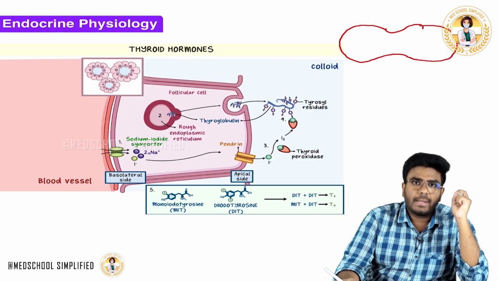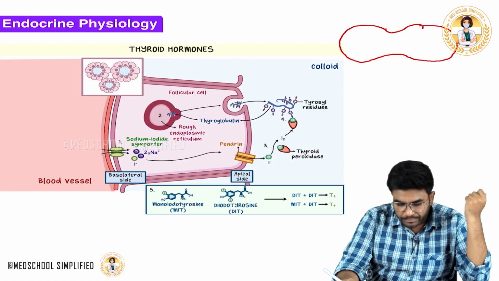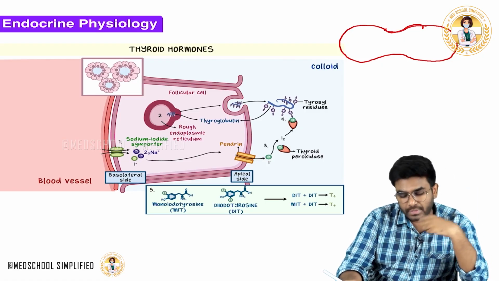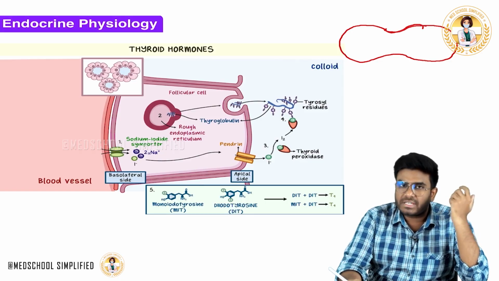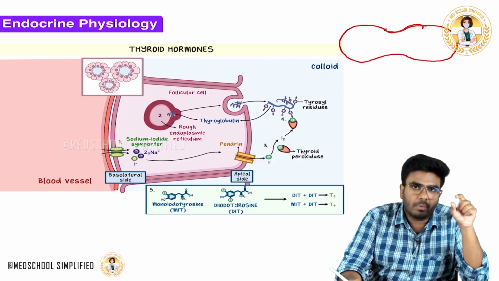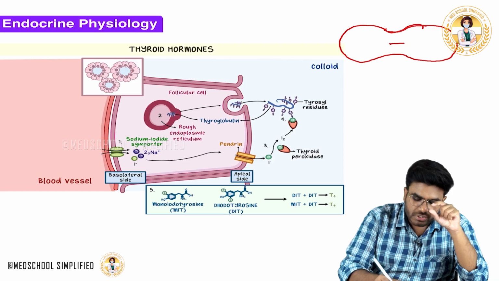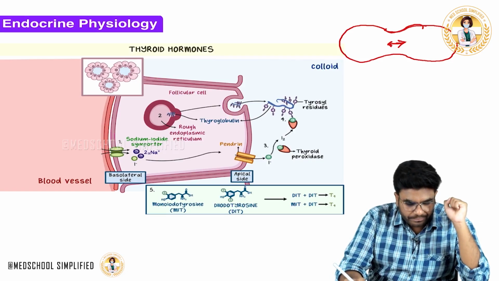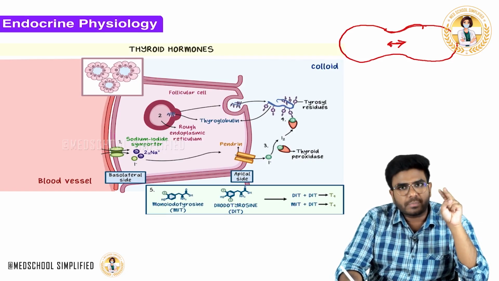This thyroid gland, which is present on the anterior surface of the trachea in the neck, somewhere over here, is bilobed. Both the lobes of the thyroid gland are connected by a bridge-like structure called the isthmus. Now, this thyroid gland has two different types of cells.